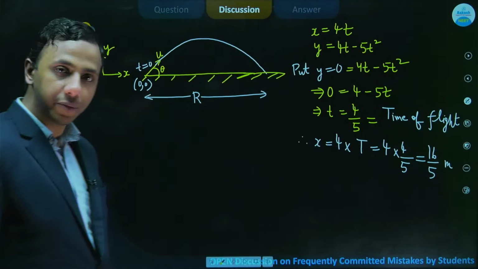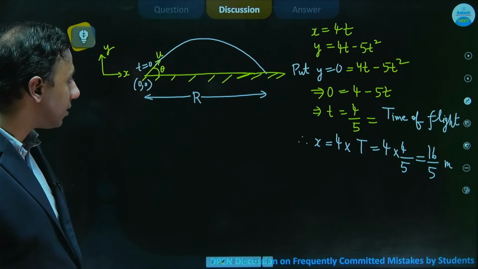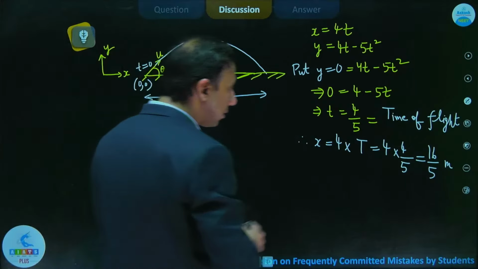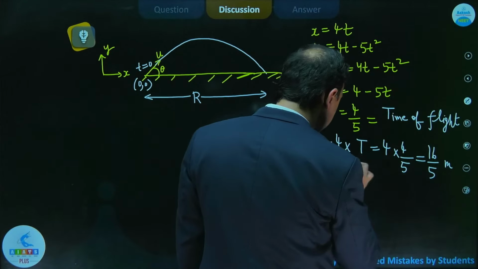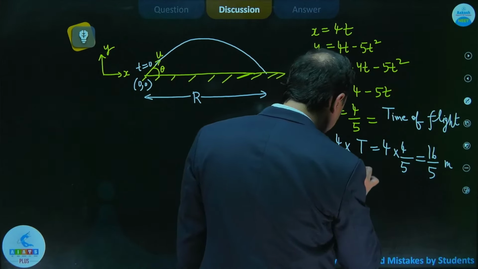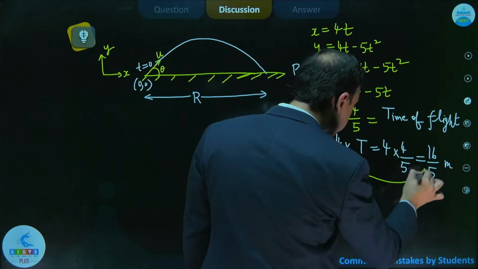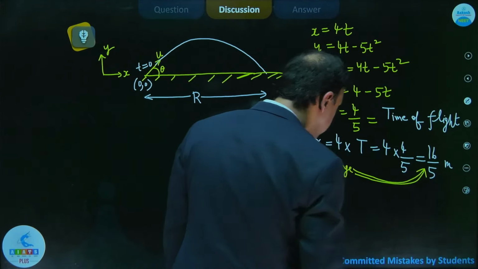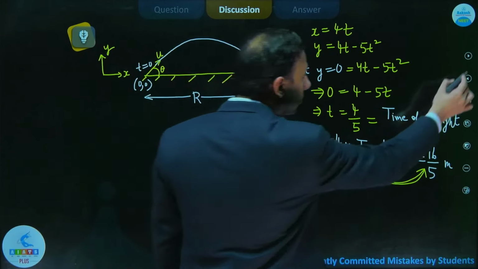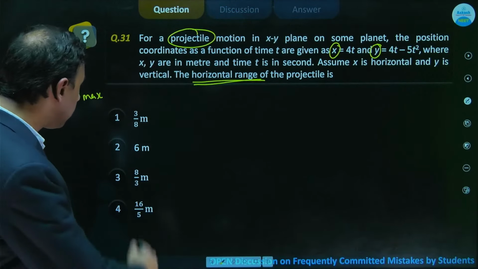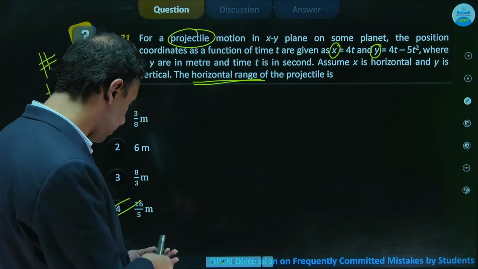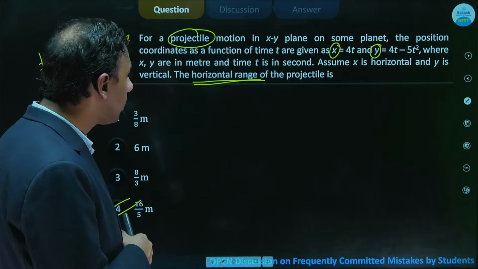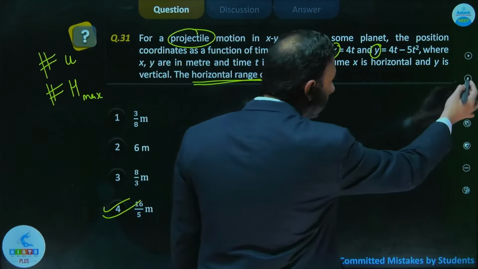That's it. We got the answer, 16 by 5 meters. So this actually becomes your range, that is R. Let me write it down over here. So this, my dear friends, is your range. So let's come back, and therefore the answer becomes 16 by 5.